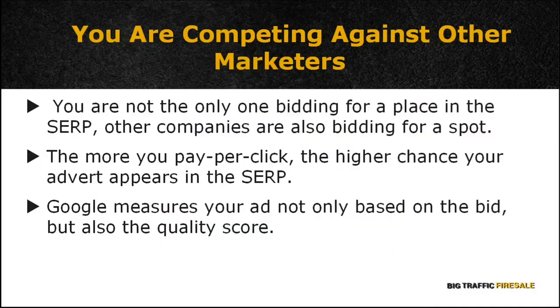When you choose to venture into the Google AdWords scene, bear in mind that you're not the only company wanting to serve adverts for that particular keyword or keywords. Other companies with similar niches can also bid for a spot in the SERP. The truth is, if you want your ad to appear at all, you would have to compete against other marketers. The more you pay per click, the higher chance your advert appears in the SERP. However, unlike real-life bidding, it's not just the highest bid for price that is taken into account for the projection of your ad. Google also measures your ad by quality score, which we will unravel in the next chapter.